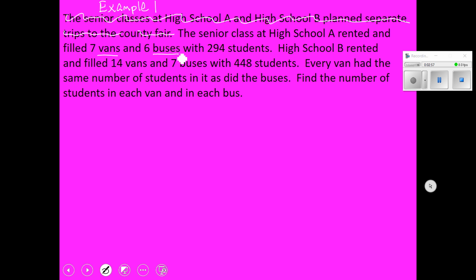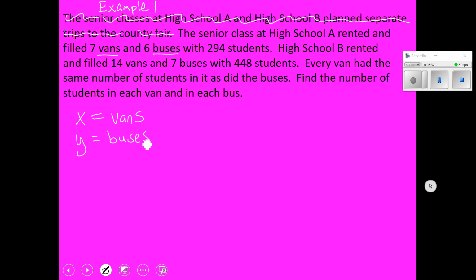So step 1, I need to define my variables. I need to pick out my variables. And you can use whatever you want. You can use A and B. You can use X and Y. You can use V and B. It does not matter what you use. Okay? So I'm going to use X and Y. I'm going to say X is our vans and Y is our buses. Okay, that's very important. It's to pick out your variables. Let me know what variables you're going to use. So for each sentence, you're going to set up 1 equation.